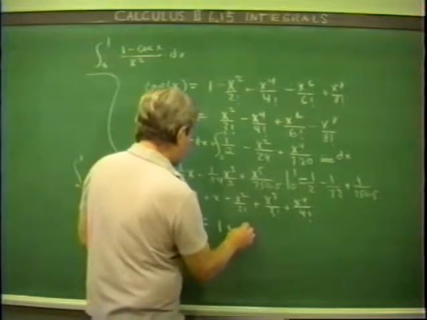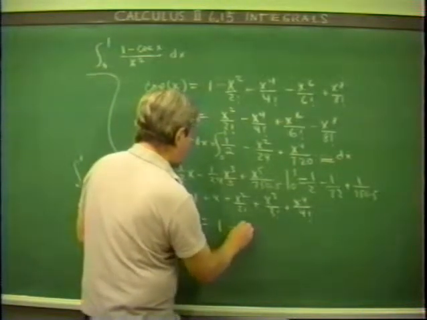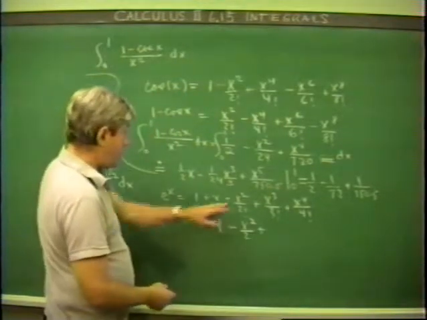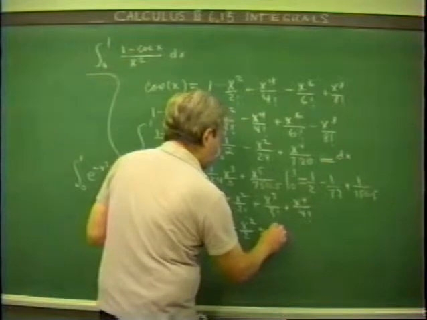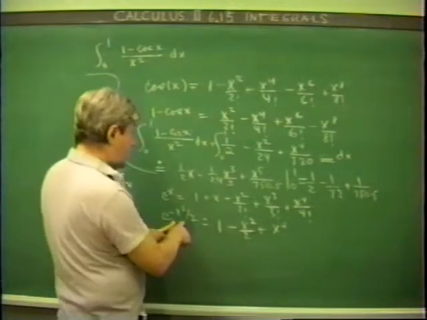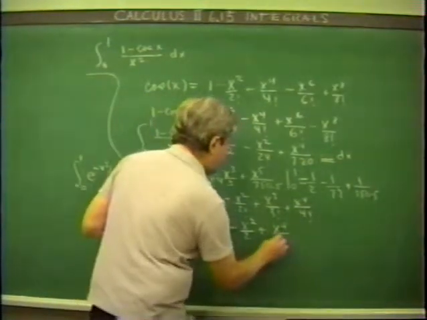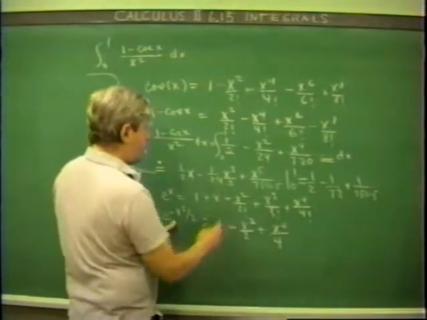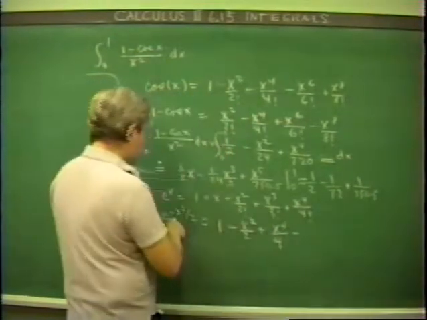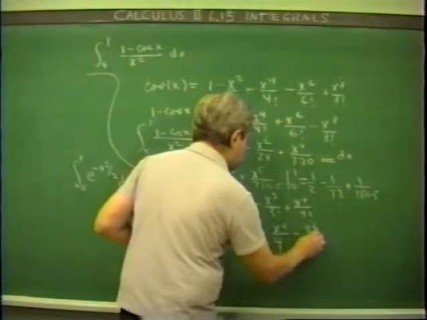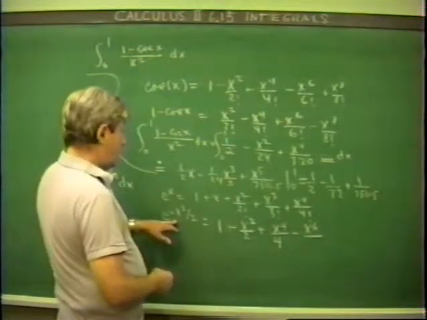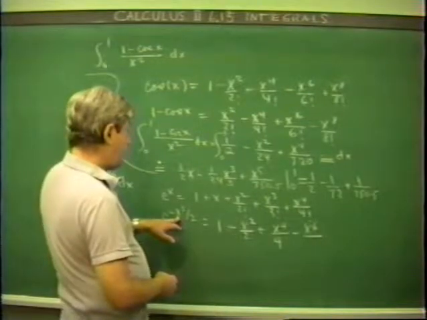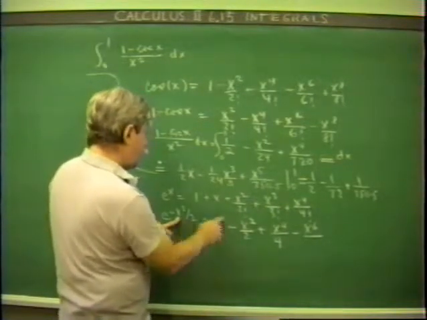So e to the minus x squared over 2 is going to be equal to 1 plus, we put minus x squared over 2 in here, and we're going to get minus x squared over 2 plus, now we put minus x squared over 2 in here, and we're going to get x to the 4th over 2 times 2 factorial, or 4. And we're going to have, when we put minus x squared over 2 in here and x cubed, we're going to get minus here, cubing this, we're going to get x to the 6th.